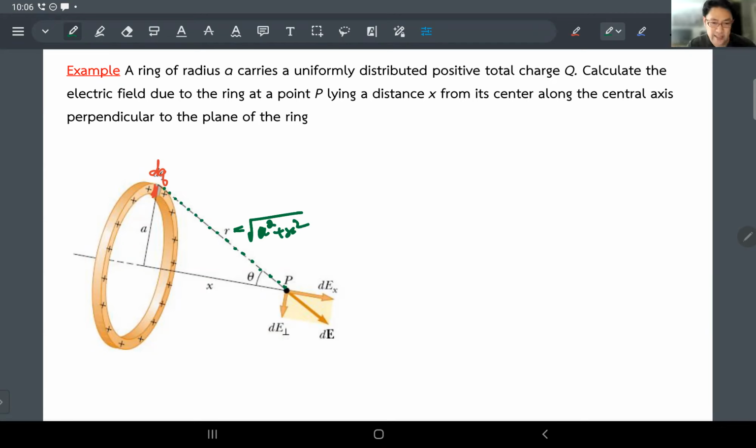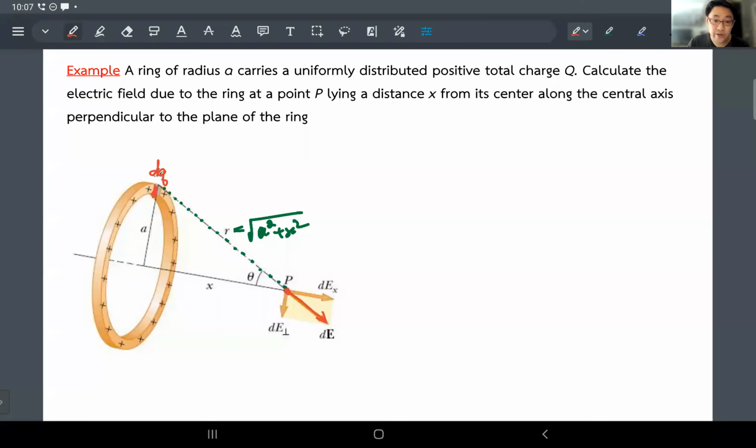So let's say that the dQ will generate an electric field at point P that is just a tiny piece of E as well, dE. All right, give me a second here. So how much is the electric field due to that tiny charge dQ, guys?